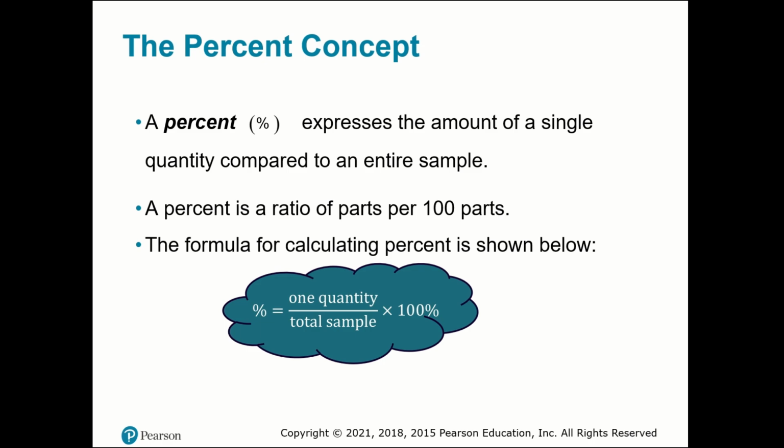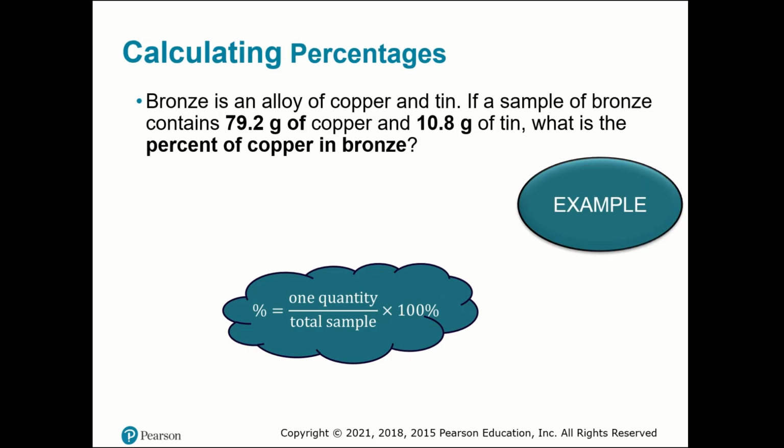Another very important thing in chemistry is the percent concept. A percent expresses the amount of a single quantity compared to an entire sample. A percent is a ratio of parts per 100 parts. The formula for calculating percent is shown here: a part divided by the total, multiplied by 100. I think it's better to work with an example.